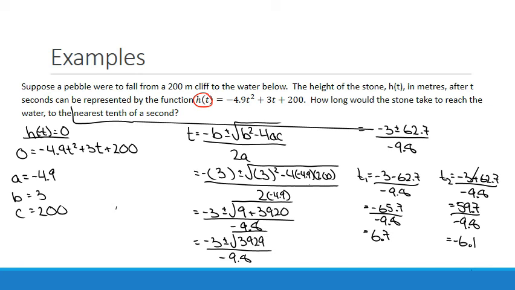But if you look at it, we're talking about time. My first answer is 6.7 seconds. Sounds fair. The second one is negative 6.1 seconds. We can't have negative time, so we don't end up counting this answer. All right? So 6.7 seconds ends up being the solution to this problem.